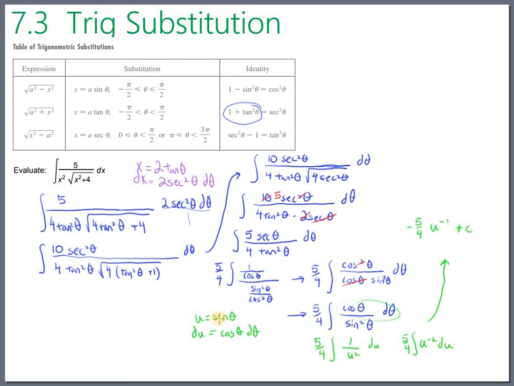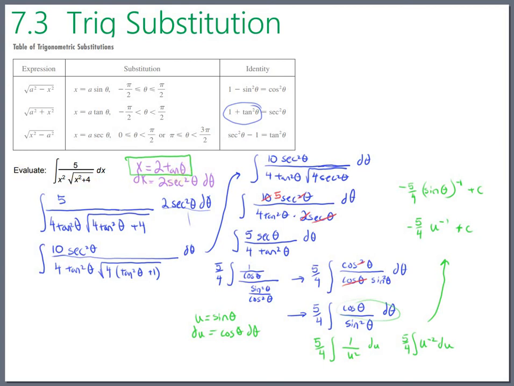We're not done yet because the original variable wasn't u. So u is the same thing as sine theta. And sine theta also was not the original variable. X was the original variable. So to get this all the way back, theta back to x, look at that relationship right there. And you can solve that for theta. It gets a little bit messy.